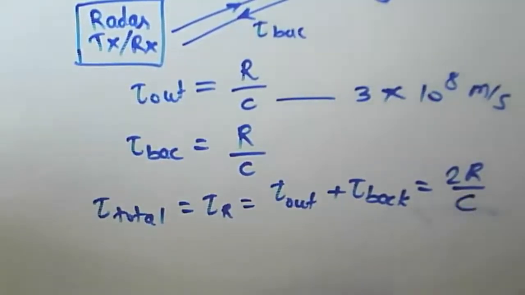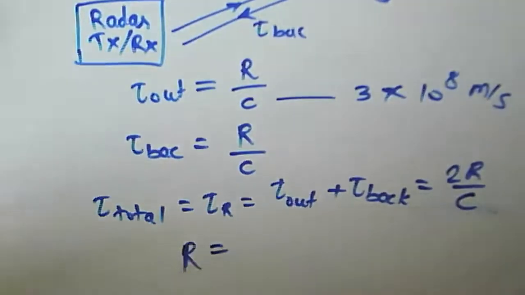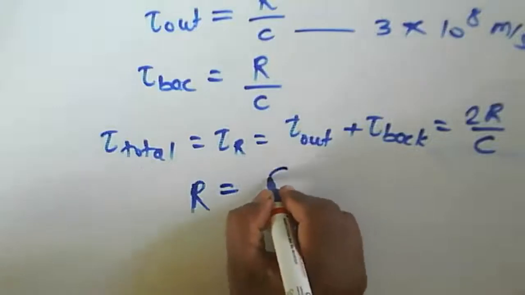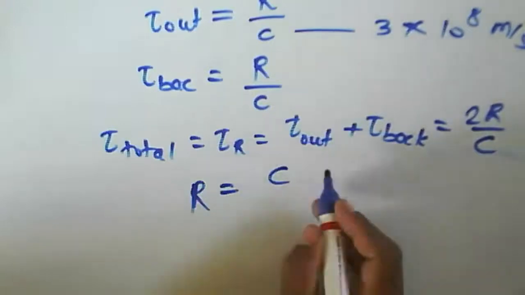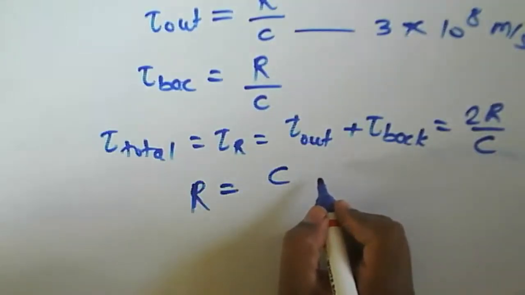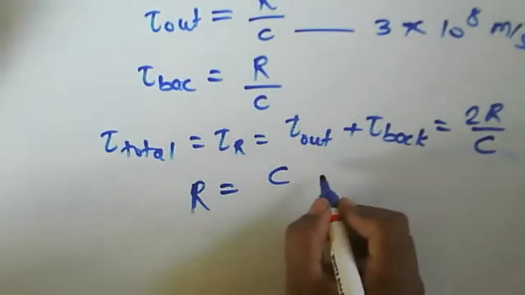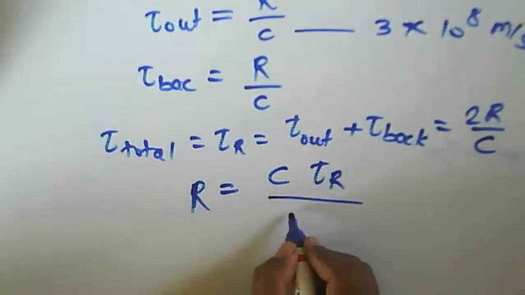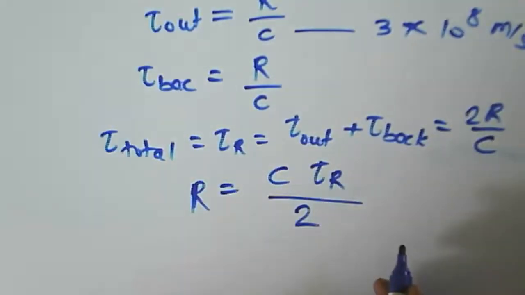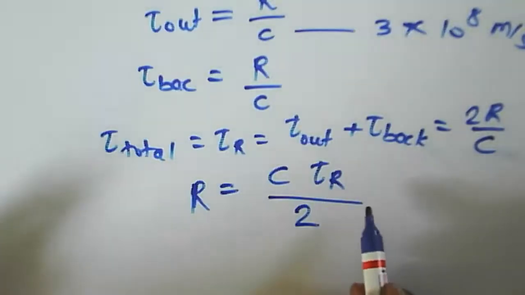From this we can find out the range. Range can be calculated, that is R. How much time is required for transmitting and receiving the pulse? That is the round trip time, tau R. So R is equal to c times tau R divided by 2. That is the range of the radar.